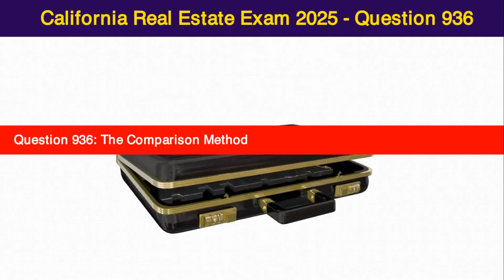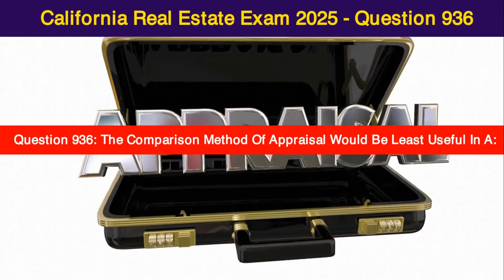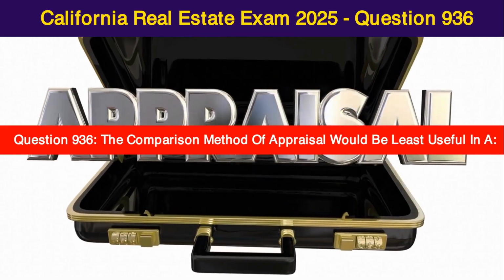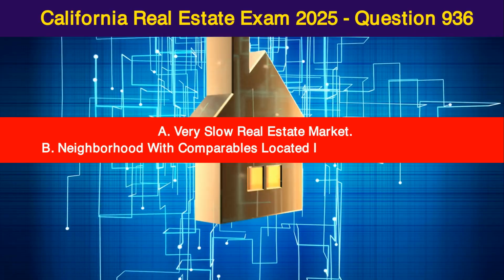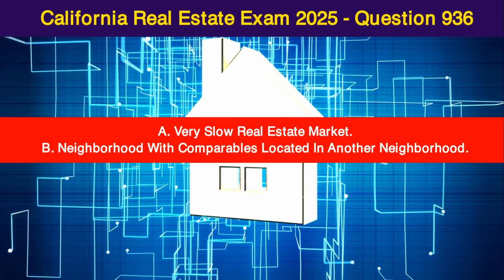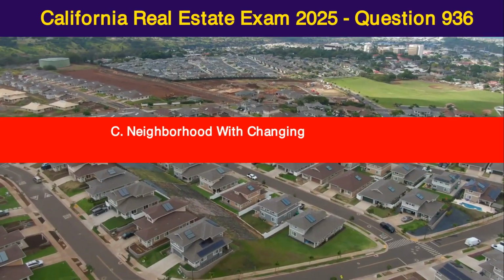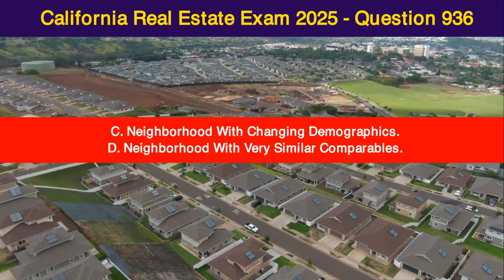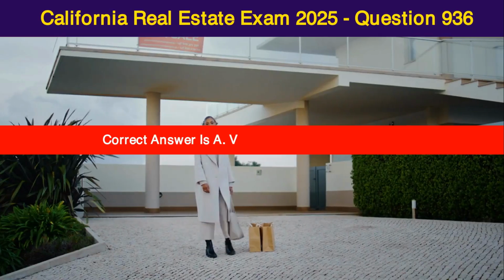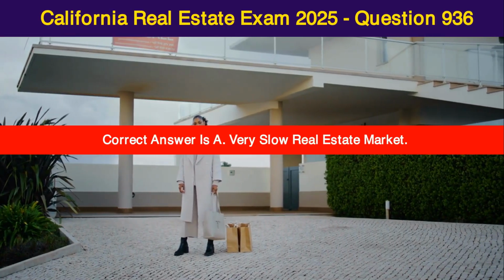Question 936. The comparison method of appraisal would be least useful in: A, a very slow real estate market; B, a neighborhood with comparables located in another neighborhood; C, a neighborhood with changing demographics; D, a neighborhood with very similar comparables. The correct answer is A, a very slow real estate market.